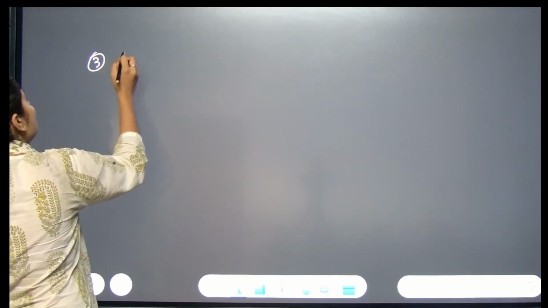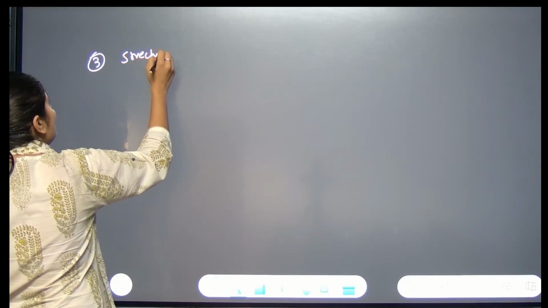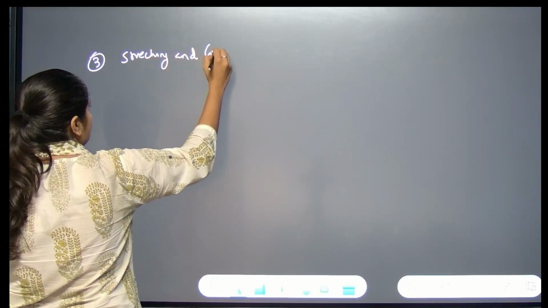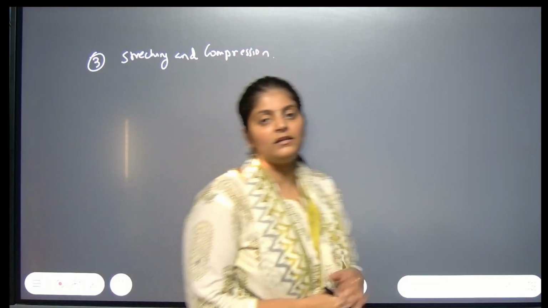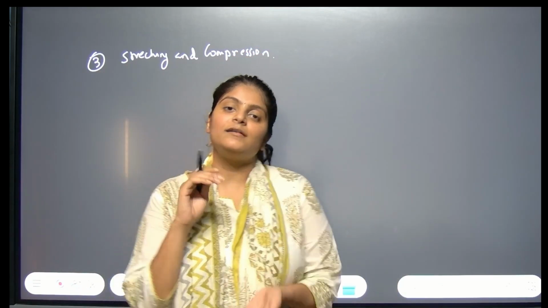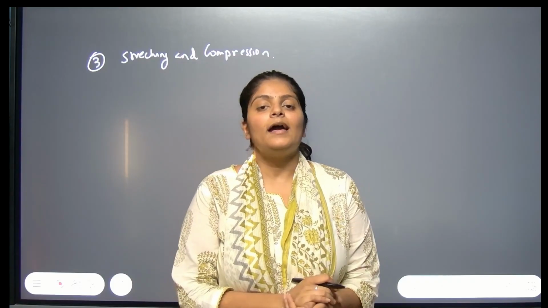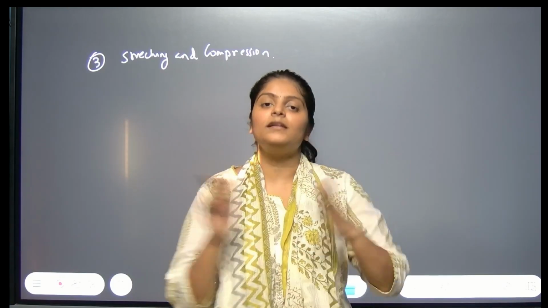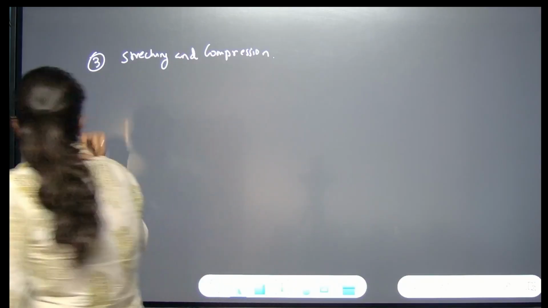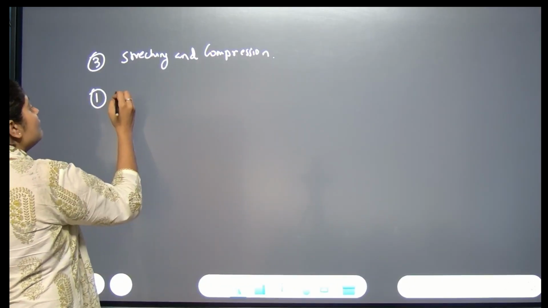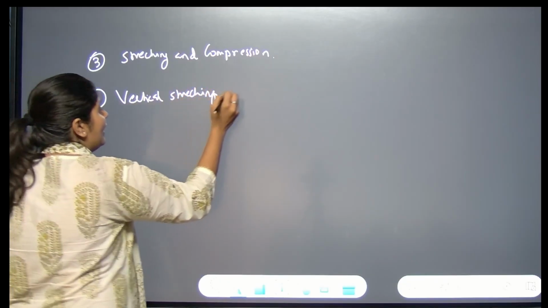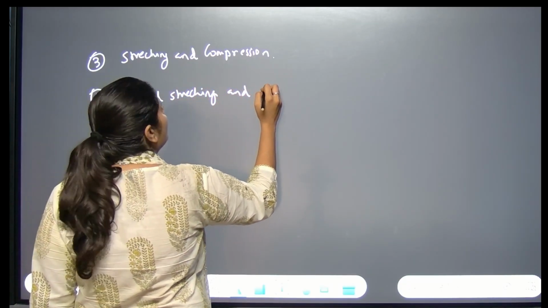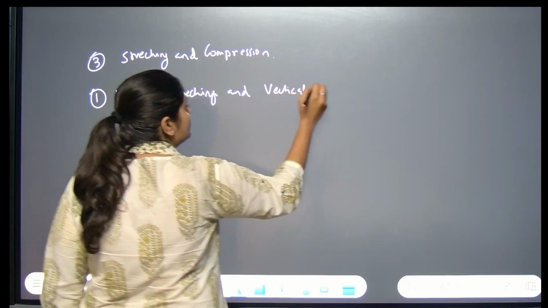The third type is stretching and compression. There are two types of stretching and compression. One is vertical stretching and vertical compression, and the second type is horizontal stretching and horizontal compression. Let's see the first type. The first type would be vertical stretching and vertical compression.